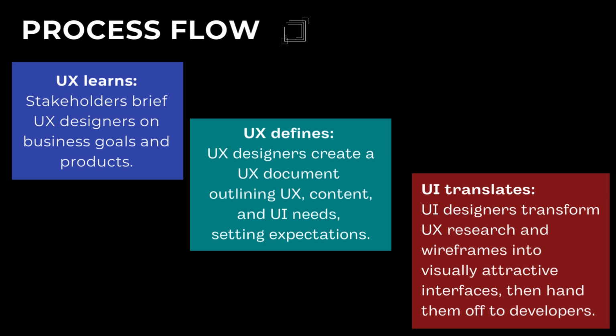The first step in the process is where UX learns. The journey begins with stakeholders like business owners or product managers briefing UX designers on the overall business goals and the product vision. The second step is where UX defines. So with the learnings about business goals, product vision, and expectations, UX designers get to work. They conduct further research, analyze data, and create a comprehensive UX document. This document outlines the user experience, content strategy, and the requirements of the UI. So it essentially sets the expectation for the entire product development process.